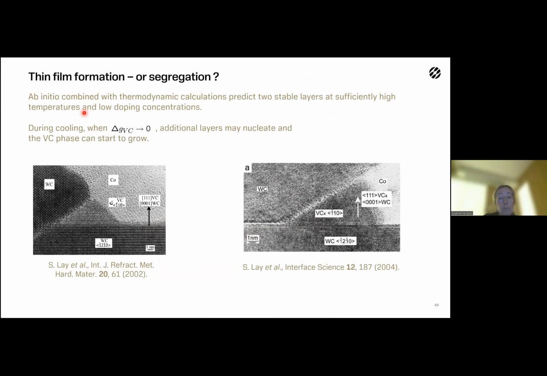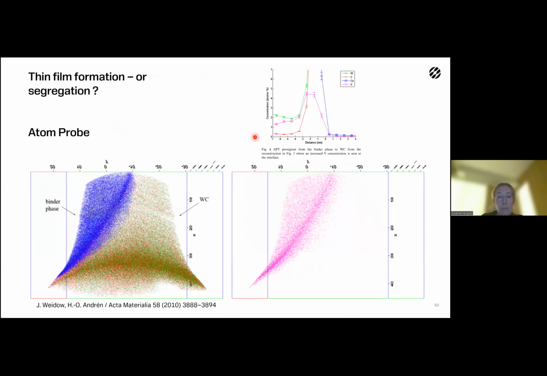So the question when it comes to vanadium is we know that vanadium is a very powerful grain growth inhibitor, but is it due to segregation of vanadium to the interfaces, or is it due to the nucleation of a layer at the tungsten carbide cobalt interface? I would say this is still an open question, but we will try to shed some light on it as we go on here. If we look at the atom probe results, we can clearly see that the vanadium in this case is also increased at the interface.